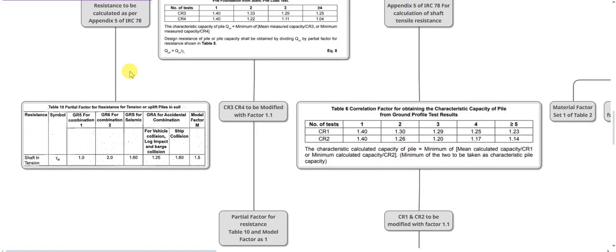Now for this, for the partial factor for resistance for tensile or uplift in the soil, we need to refer to Table 10. The GR5 is to be used for combination 1, GR6 for combination 2, GRS for seismic, GRA for accidental, with a model factor of 1.5. For compression, this model factor was 1.2.